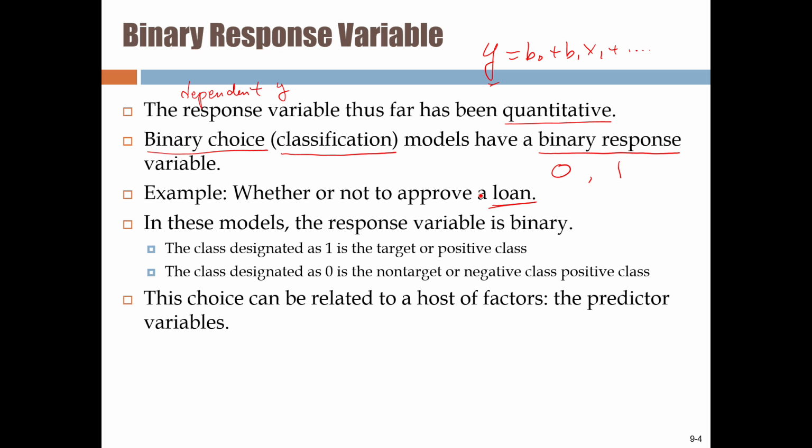However, can we make a systematic rule? We can tell whether he will pay back or he will default. Default means he cannot pay back the money. This is also a binary response variable. So either he pays back or he defaults.